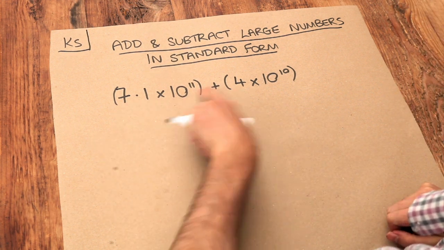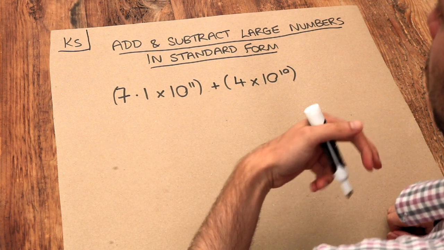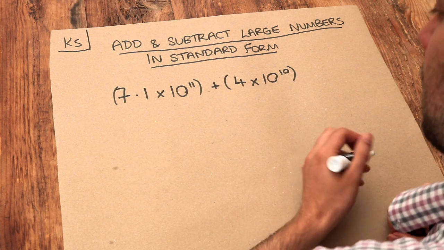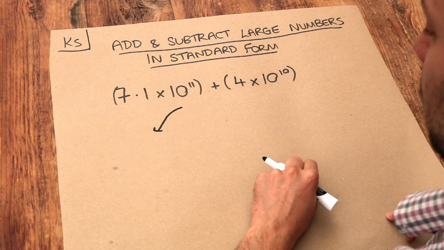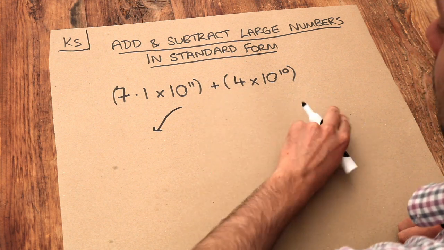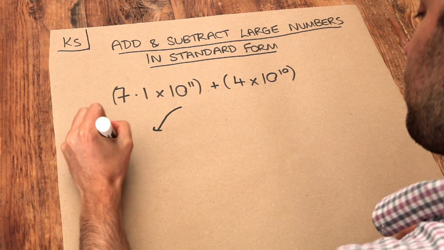So we've got these two numbers each in standard form and we want to add them together. And if you haven't seen what standard form means yet, then I recommend you watch those videos I've done first. Now there's two ways to do this. What you could do is just convert each of these numbers to normal numbers, add them and then convert it back to standard form. So let's try that.